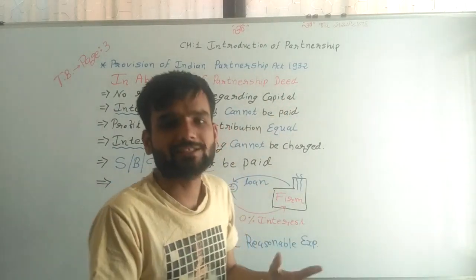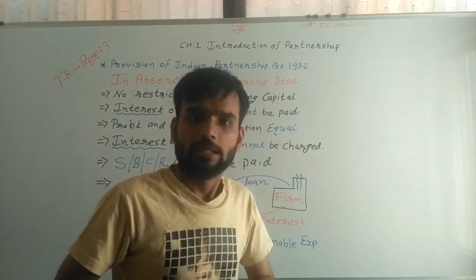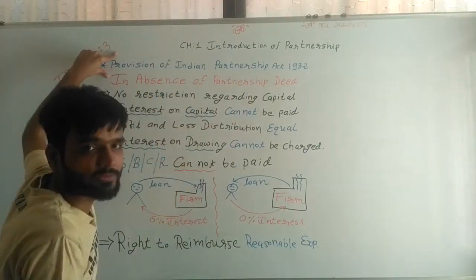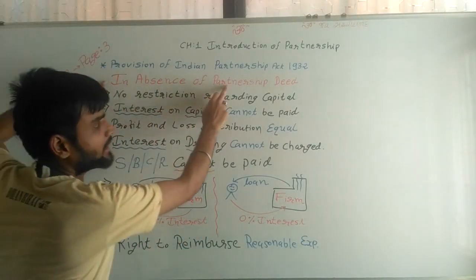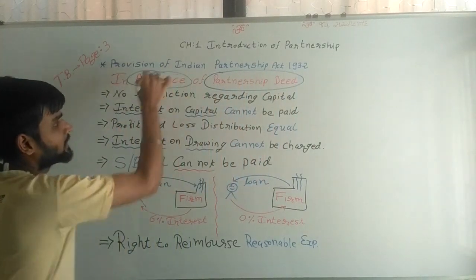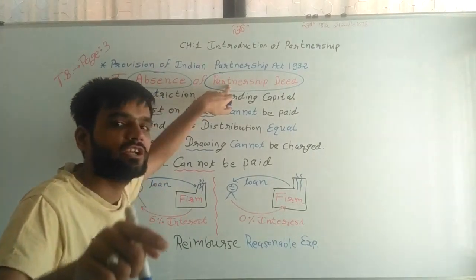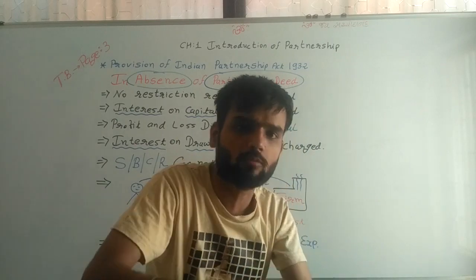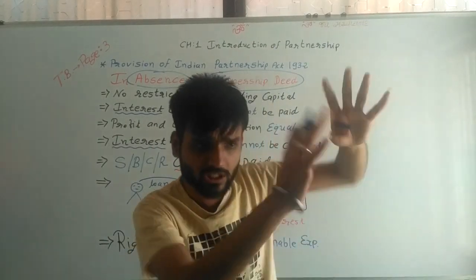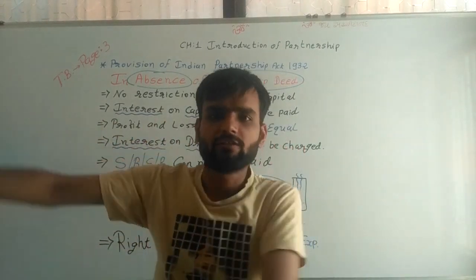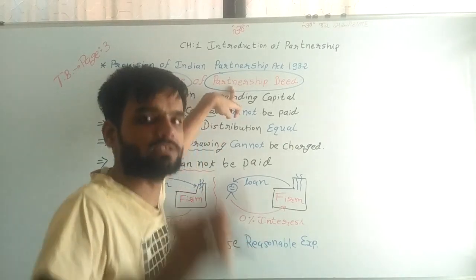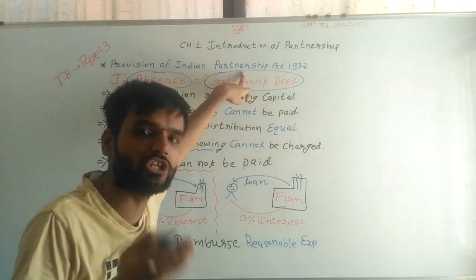Now, what are the points included in this Act regarding partnership disputes, that we are going to learn in this lecture. Now see here, the provisions of the Indian Partnership Act 1932. The important thing is the absence of a partnership deed. If we are not making any deed in written form, then and only then is this applicable. If we have decided something in the deed, then the government cannot do anything. But if we have not made any partnership deed in written form and a dispute arises, then the government takes a decision on the basis of the Partnership Act 1932.